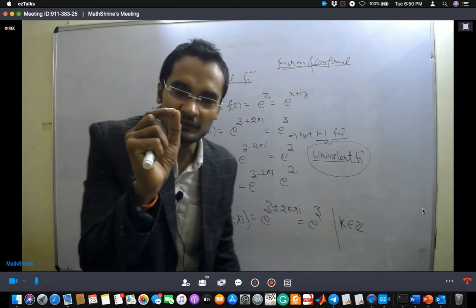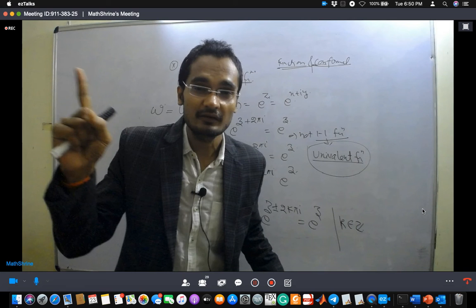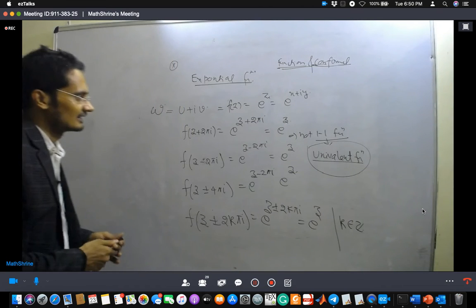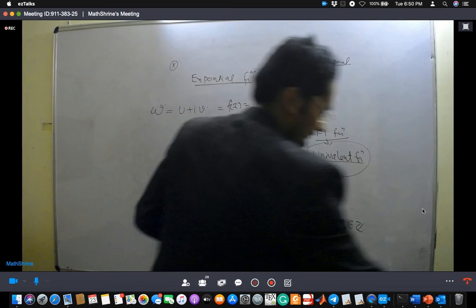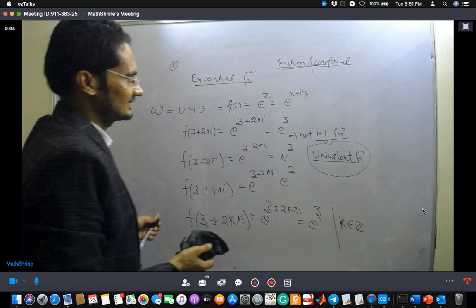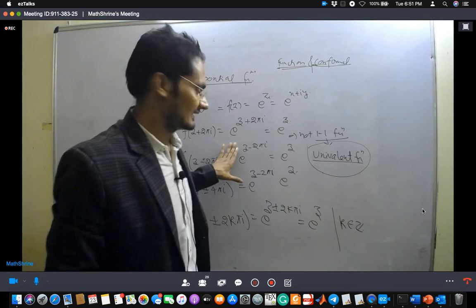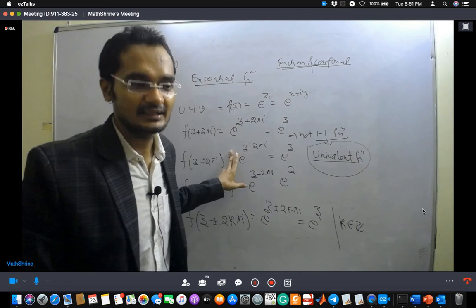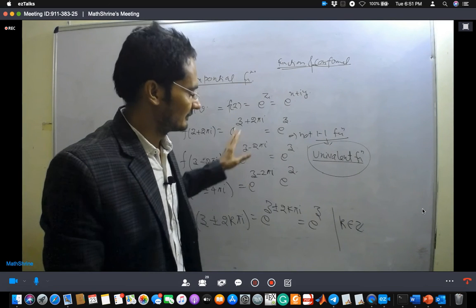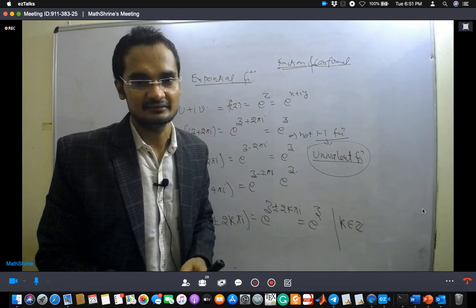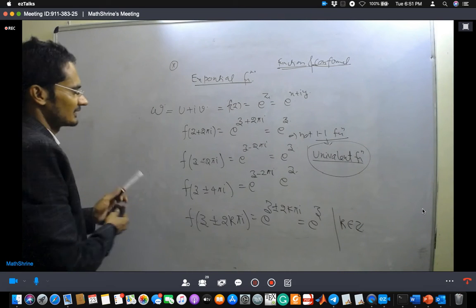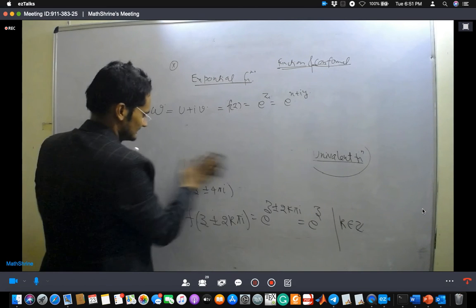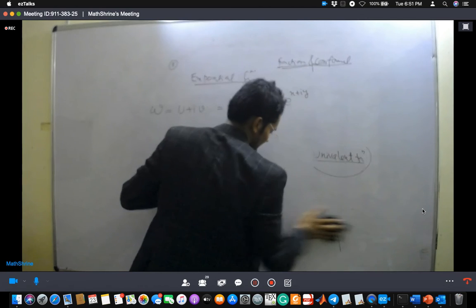Also we can remember that in real analysis the exponential function is not periodic, but here it is a periodic function, right? So we have some observations. The first one: the exponential function is a periodic function with period.